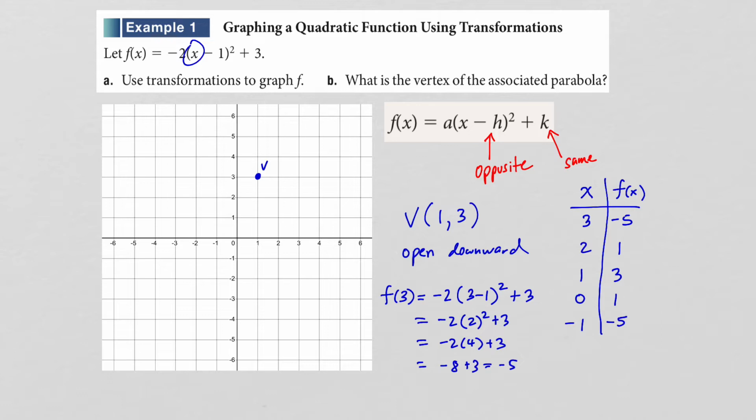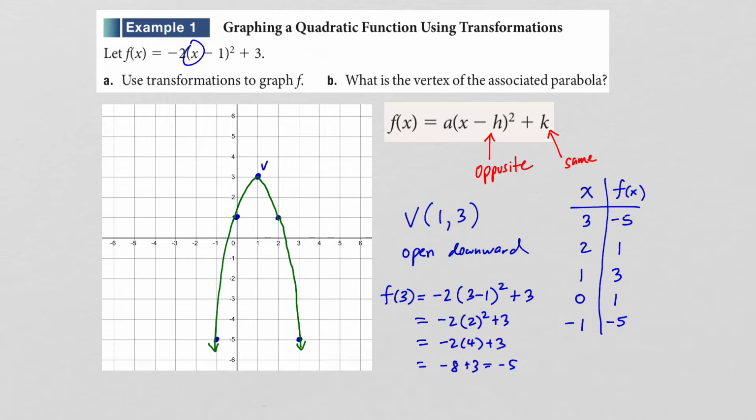And with these points, we can simply plot them on the graph here. So here's the point 3, -5. Here is the point 2, 1. And then here is 0, 1. And finally, -1, -5. And from there, I can sketch the graph by basically just connecting these points, make it nice and smooth. There should be no sharp edges on this graph. And that is what the graph looks like.